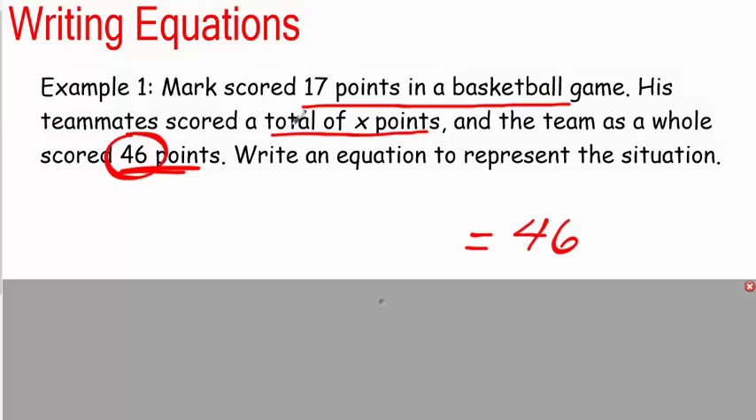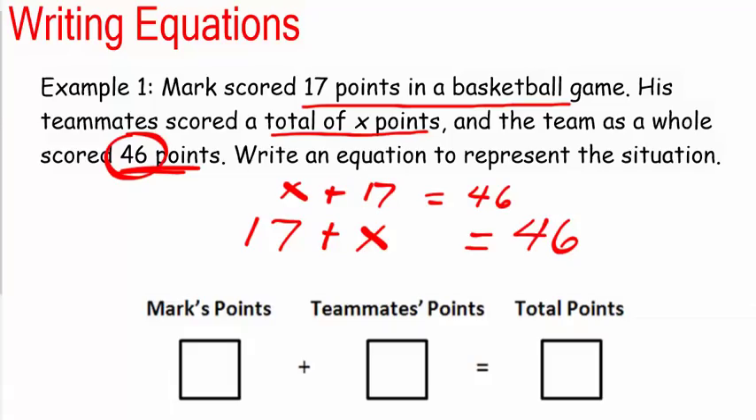Wouldn't these two together have to equal this? So that's just going to be Mark's score plus his teammates' score, which should give me that 46. Now, you can have X plus 17. The order here doesn't matter because that's the commutative property. It doesn't matter the order for an addition problem.